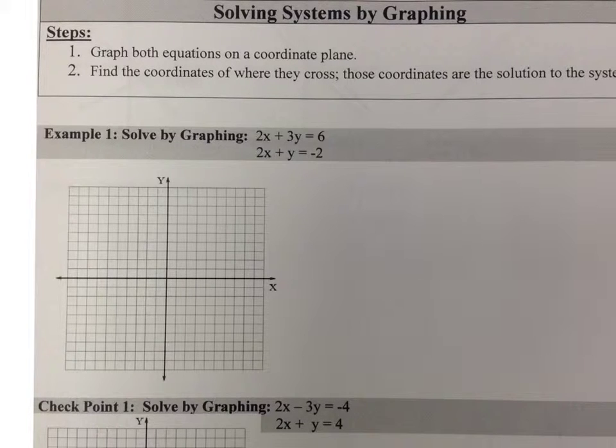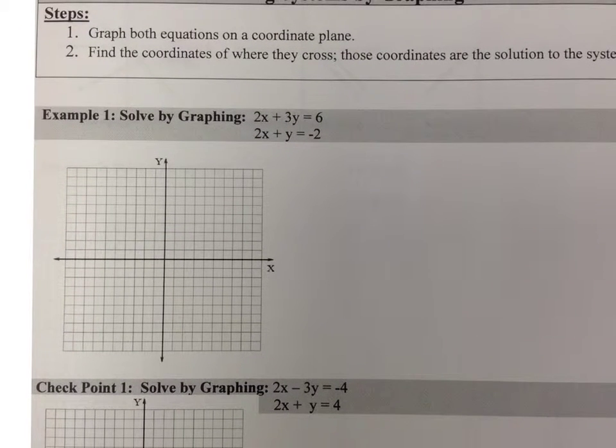We're going to graph these two equations, 2x plus 3y equals 6 and 2x plus y equals negative 2. I'm also going to show you in class how to use a graphing calculator. I know you've done this regular graphing in Algebra 1, and we're going to use a graphing calculator, and it'll make things real quick. But for now, since we don't have the graphing calculators, I'm going to show you the old-fashioned way.